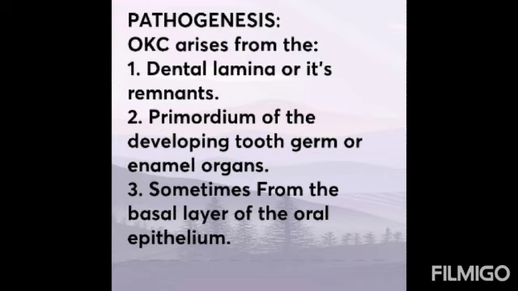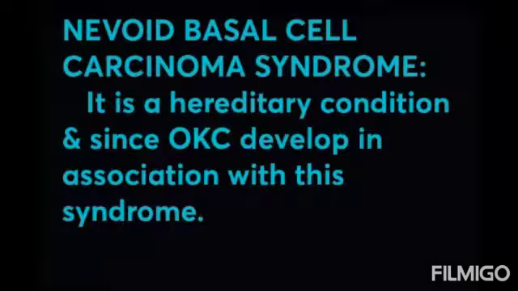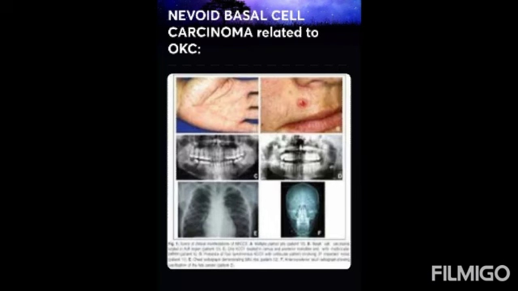Next, moving on to nevoid basal cell carcinoma syndrome. So what is nevoid basal cell carcinoma syndrome? It is a hereditary condition, and OKC develops in association with this syndrome. Mostly, Odontogenic Kerato Cyst develops in association with nevoid basal cell carcinoma syndrome. So it is an associative condition.